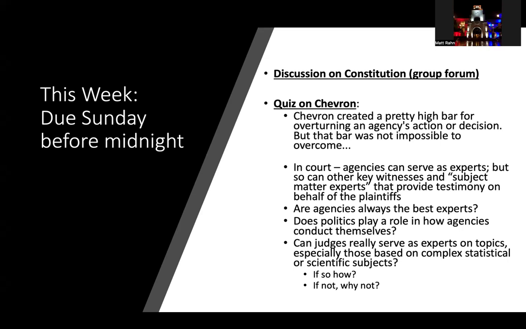But originally, I'll say Chevron created a pretty high bar for overturning an agency's action or decision. The bar wasn't impossible to overcome, but it was really hard. In court, agencies can serve as experts, but so now can other key witnesses and subject matter experts that provide testimony on behalf of plaintiffs. So the questions are pretty simple. Are agencies always the best experts? Does politics play a role in how agencies conduct themselves? And the bottom line is, does that really influence agencies' decision making and expertise?